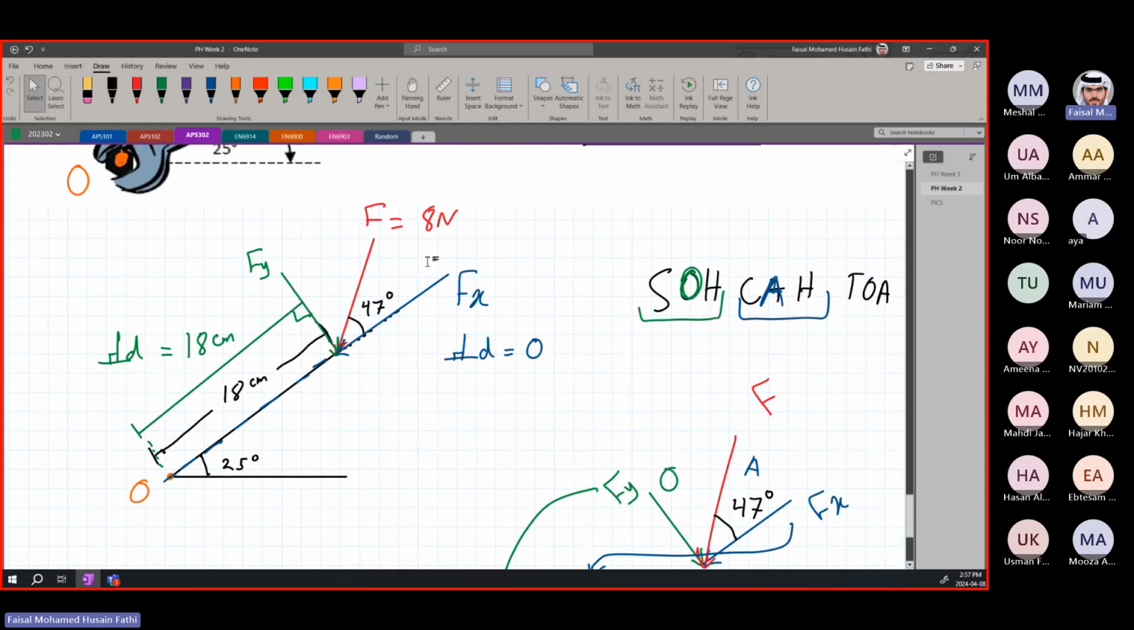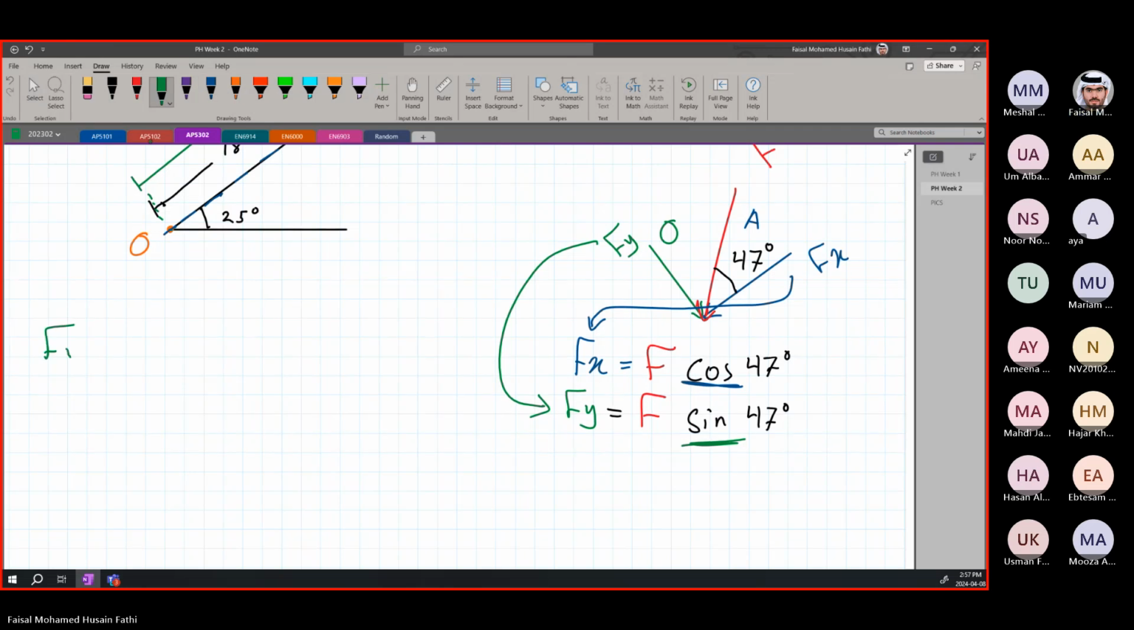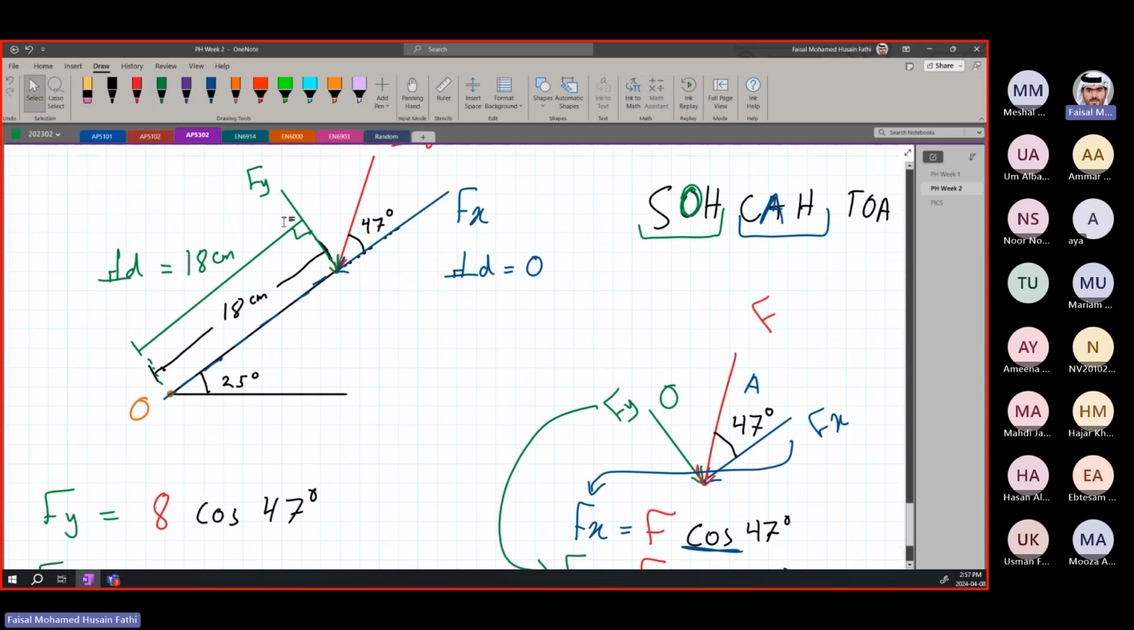Now, we do not care about f of x, we only care about f of y, because f of x has a perpendicular distance of 0, so it has no effect on the moment about O. So we need to calculate f of y. F of y is equal to F, which is 8 newtons, cosine 47 degrees. So F of y is going to be equal to 8 cosine 47, which is 5.46 newtons. All right. So we found our Fy component that has a perpendicular distance from O.